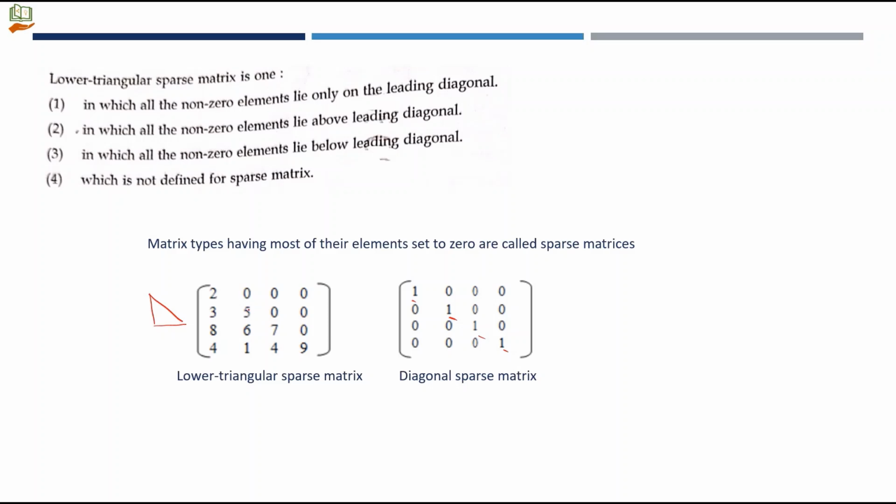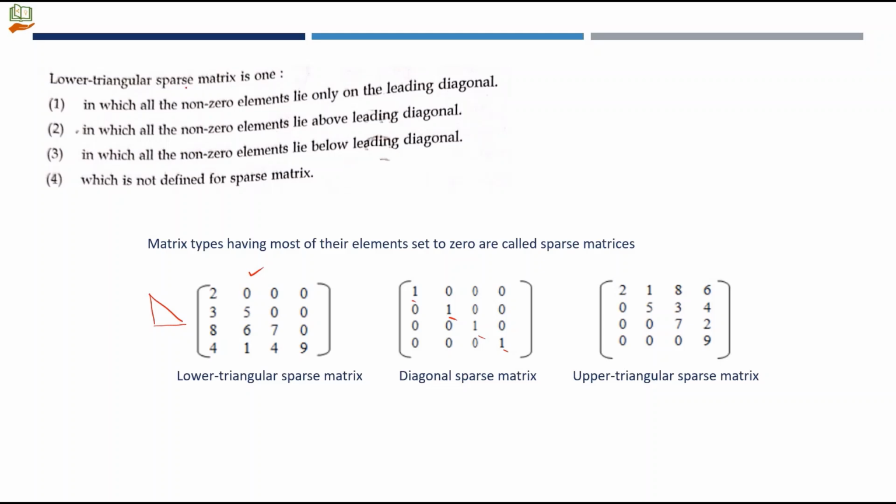What about the case where the lower triangular part becomes the space for more 0 entries while the upper part has elements greater than 0? That case will be called an upper triangular sparse matrix. Now the question is about lower triangular sparse matrix. We shall see which option actually matches this matrix structure.